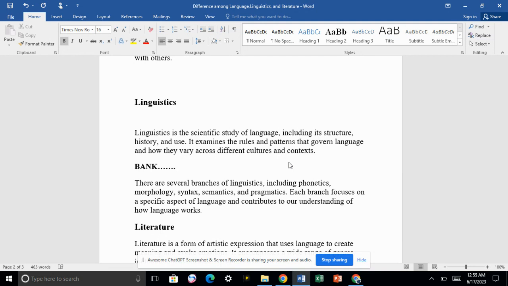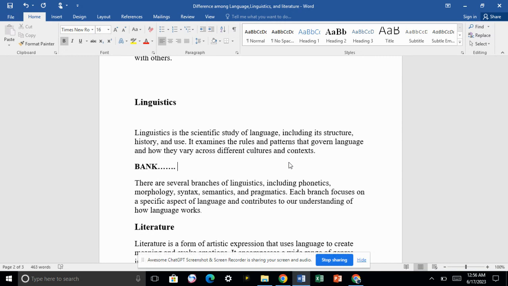So by studying linguistics, you are able to know all about these things, that there can be a word which has the same spelling and the same pronunciation, but it might have a different meaning. Getting my point? So in linguistics we study all about these things.